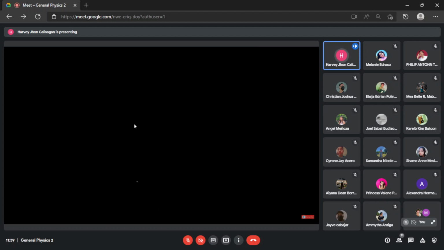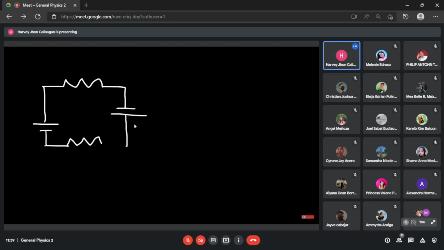Now let's work on another example. Let's say if we have this circuit. This is going to be a 50 ohm resistor, which we'll call R1, and R2 is a 30 ohm resistor.